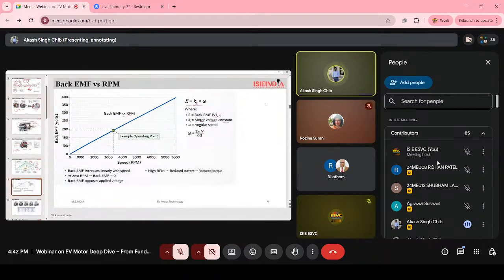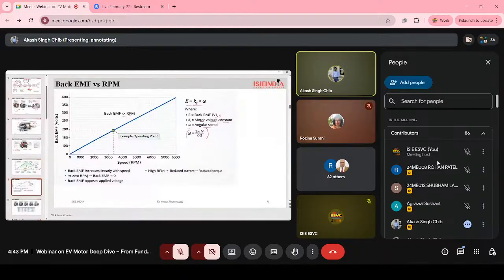We are doing some calculation in the starting, but later on we will discuss all the types in depth. First we are just doing some calculation so that you will get more understanding about how you will choose the motor. Ke is the motor voltage constant, and omega is the angular speed. You have learned this formula: omega is equal to 2 pi N upon 60.